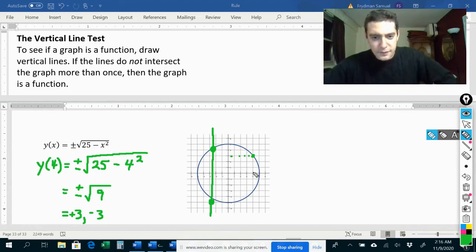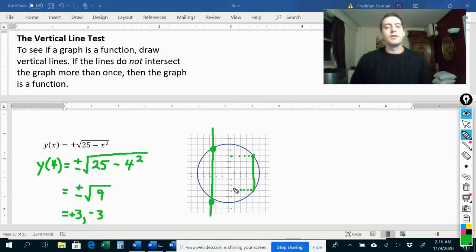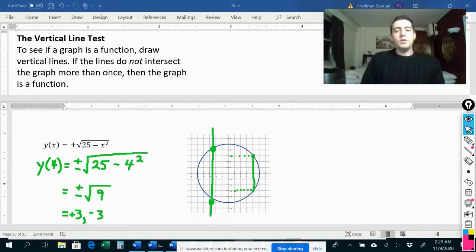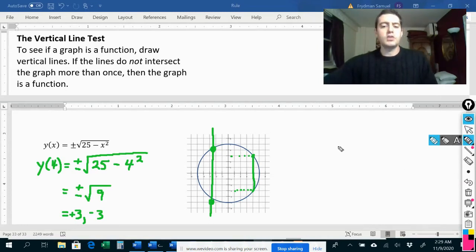So for this input of 4, then we have 2 outputs. We have positive 3, and we also have negative 3 over here, okay? Now, something you might be wondering about is what would have happened if we had drawn the vertical line, let's say, over here.